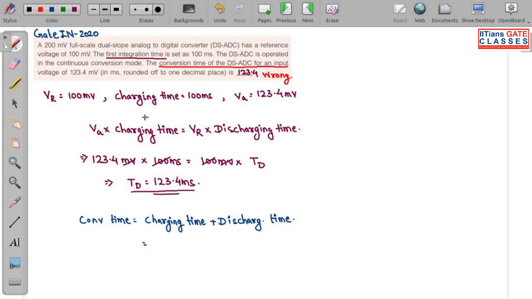So charging time was how much? 100 milliseconds, plus discharging time was what? 123.4 milliseconds. So in total this will be how much? 223.4 milliseconds. Okay, so your answer will be what? It will be 223.4 milliseconds. Okay, so always take care, always be extra cautious when you are in your examination hall.